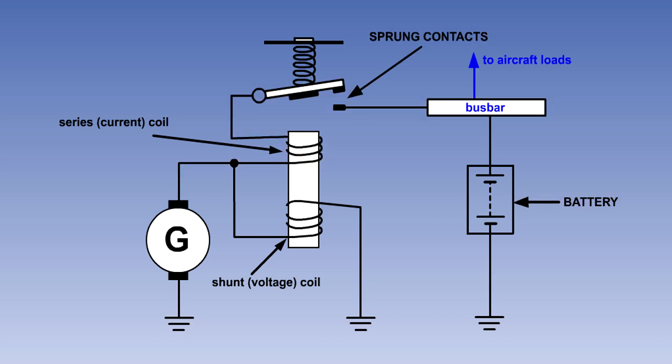Here, we can see what the system would look like with the generator not turning and not producing an output. There will be no current flowing in either coil, so there will be no magnetic attraction and the contacts will be open, isolating the generator from the busbar.